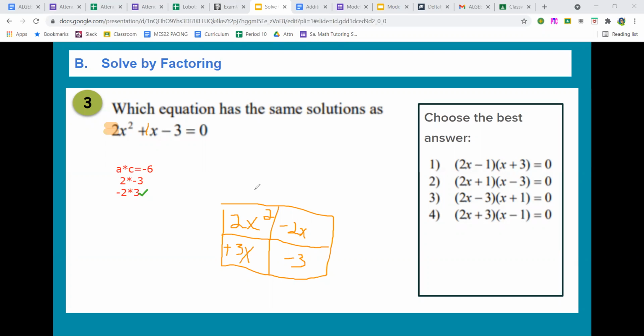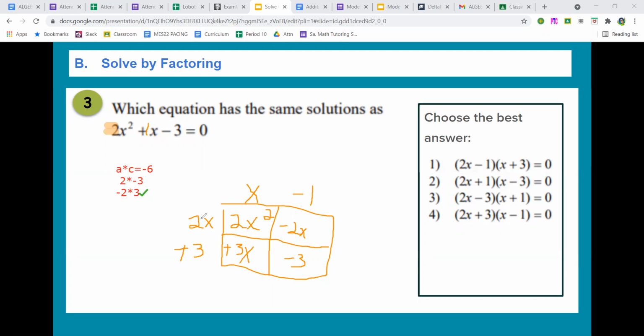So let's start with column 1. My greatest common factor is x. For the second column, the only thing that I notice is that both of these have a negative sign, so I'm going to say that the greatest common factor is -1. The top row, 2x is the greatest common factor. And in the bottom row, 3 is the greatest common factor. Notice the signs are different, so I'm assuming that this is positive.